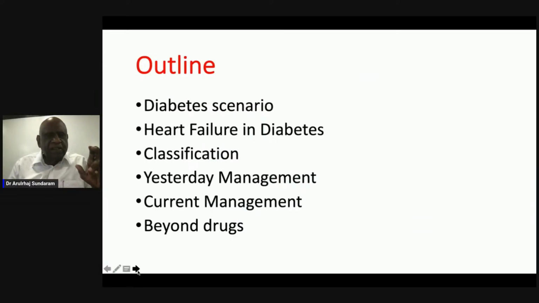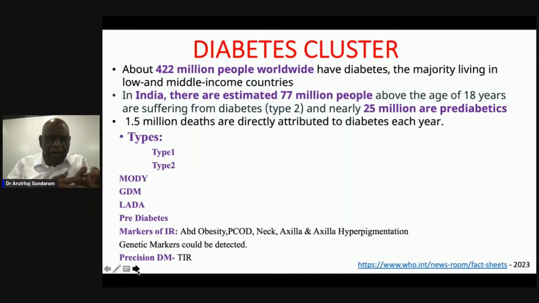That is, what is the scenario of diabetes, heart failure, classifications, what was the management yesterday, today, tomorrow, and beyond, drugs also. Diabetes, as all of us know, nearly 422 million population are having diabetes in the world, mostly in the low and middle income countries. In India, there are 77 million people, and now it has risen up to 94 million, and around 25 million are pre-diabetics, and 1.5 million deaths are directly attributed to diabetes every year.